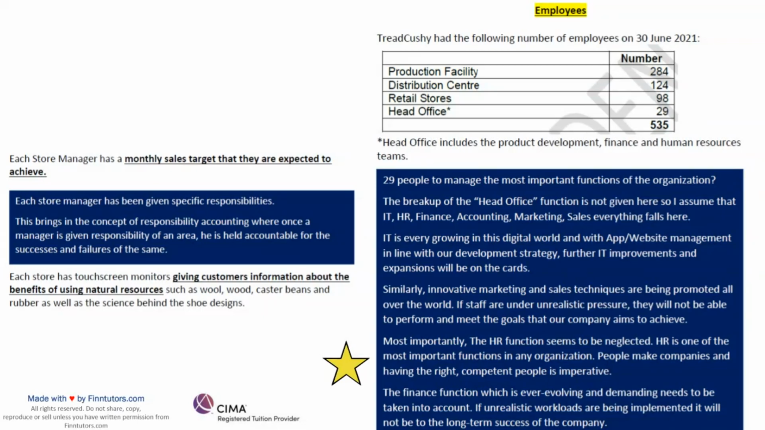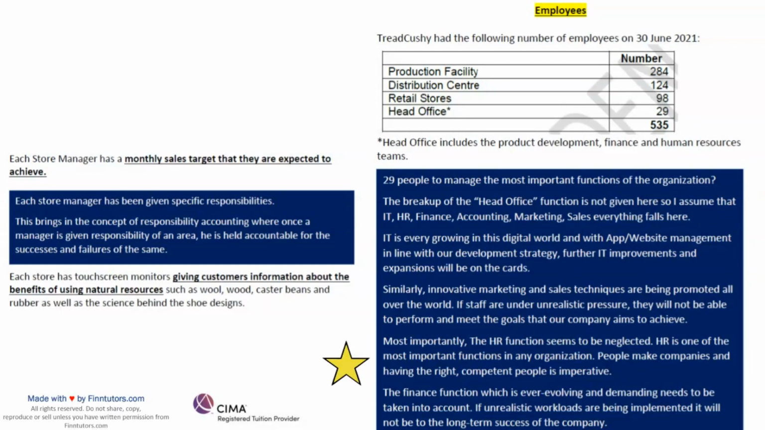Most importantly, HR function is not given a lot of importance over here because we have a separate HR director, yes, but that was very recent. But up until then, HR was combined into the finance director's function. People make companies, and having the right competent people is imperative. Also, the finance function, which is ever evolving and demanding, needs to be taken into account.